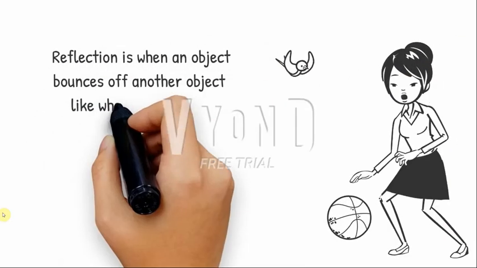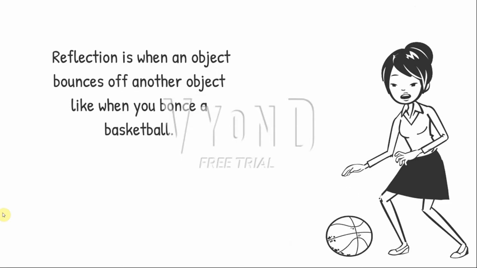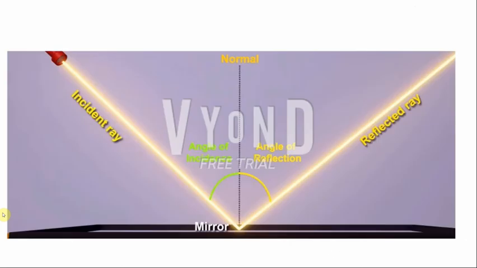Reflection is when an object bounces off another object, like when you bounce a basketball. Also light reflection. It's when a light ray hits a reflective surface and bounces back to the same medium.